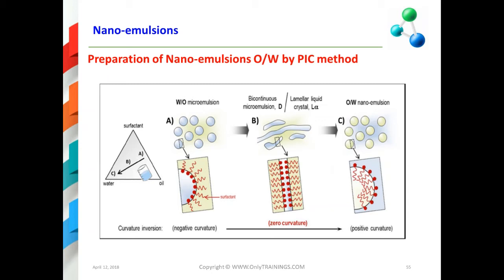So as an example, we can start from a water in oil microemulsion, pass by a bicontinuous microemulsion or a lamellar liquid crystal, and at this point we will invert the structures. So we will pass by this zero curvature surfactant system. We will invert this, and if we further dilute the system, we will obtain an oil in water nanoemulsion. And as we take advantage of this very low interfacial tension that is observed in the bicontinuous microemulsions or lamellar, mainly in the microemulsions, it will allow us to obtain very small droplet size.